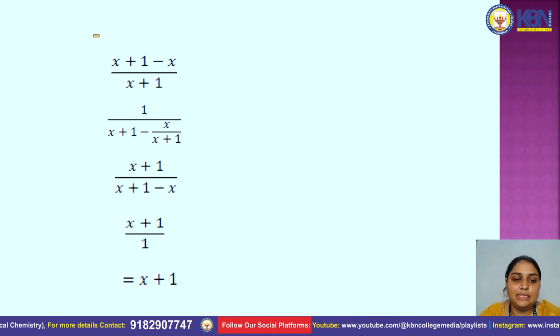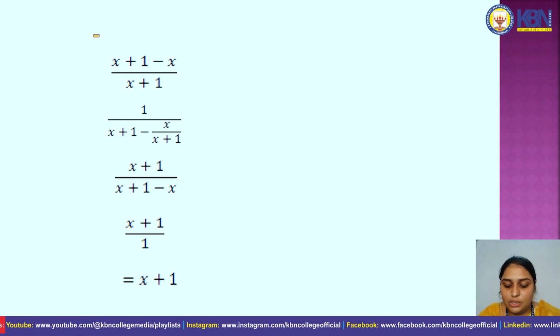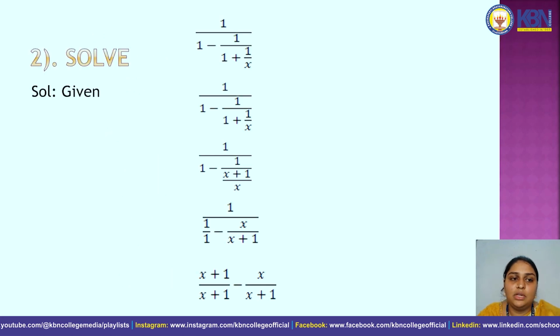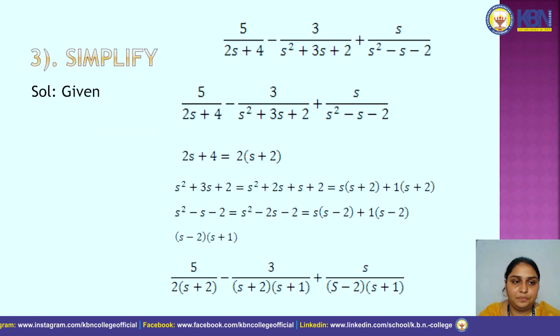The result is x plus 1. Get the reciprocal, then the result is x plus 1 by x plus 1 minus x. Now in the denominator, x gets cancelled, then we get x plus 1 by 1, which is equal to x plus 1. Therefore the answer to the given problem, 1 by 1 minus 1 by 1 plus x, is x plus 1.